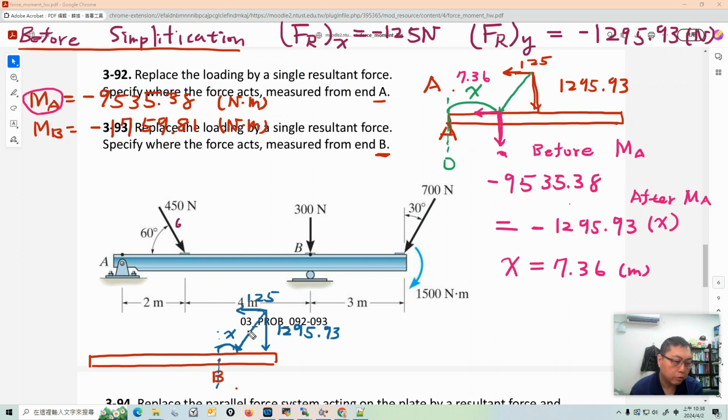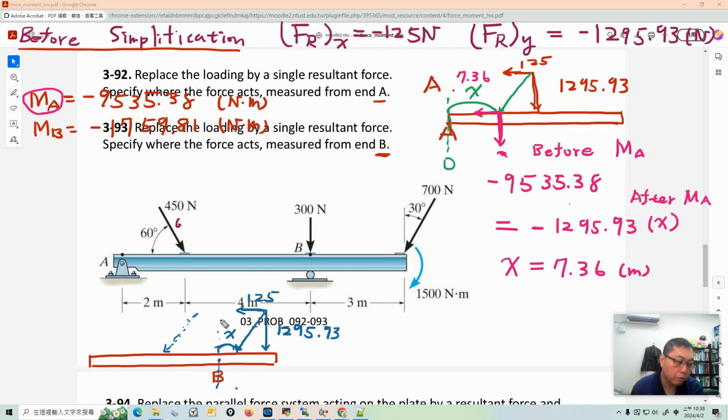So we can assume it's on the right-hand side or the left-hand side. Maybe I can also assume this resultant force is acting at the left-hand side of this reference point, not the right-hand side.